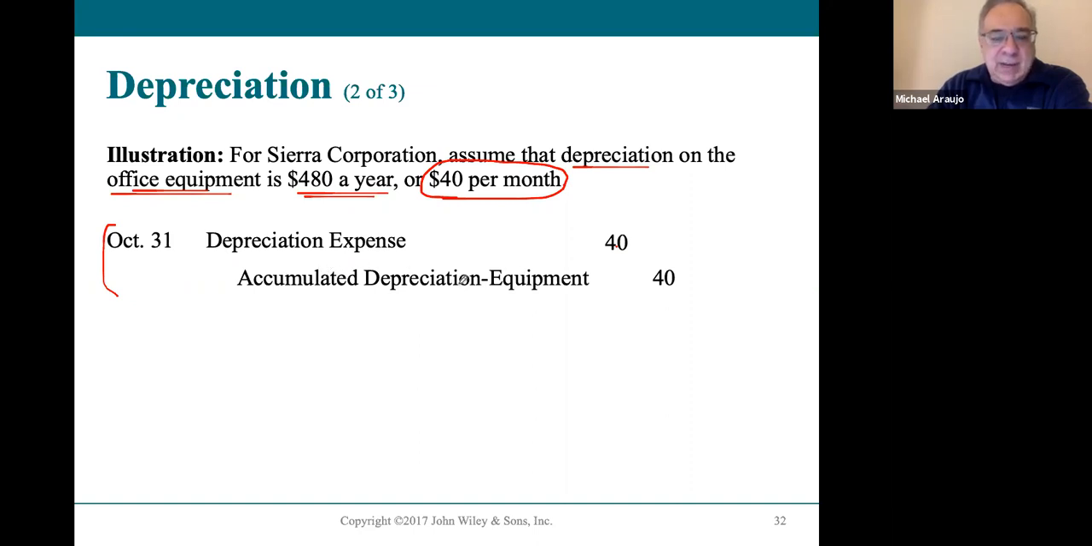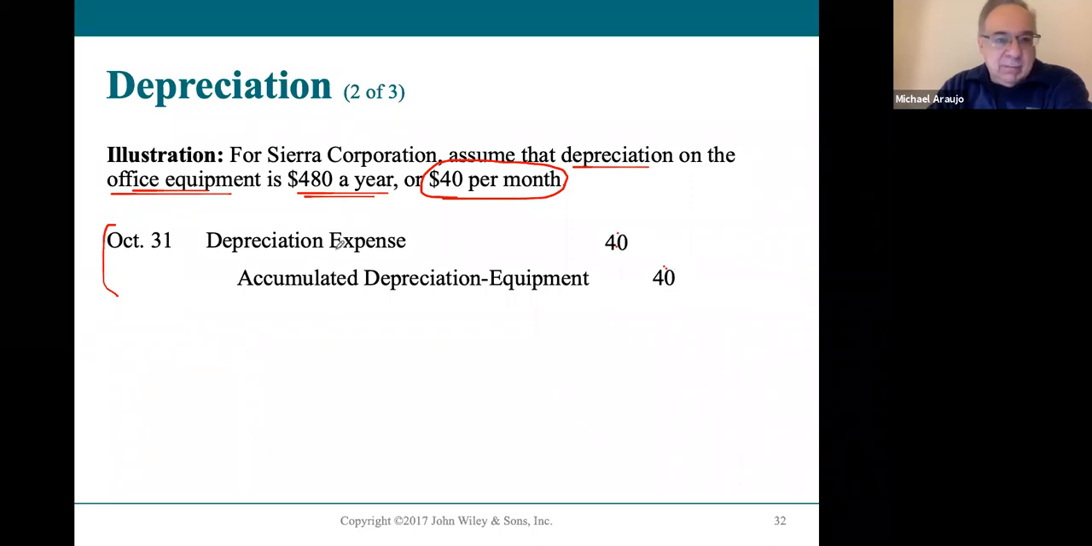This account, again, is a special account that belongs underneath the equipment account. And this is where the credit, the offsetting credit goes. That's different than what we saw in supplies. Supplies got the credit. That's different than what you saw in prepaid insurance. Prepaid insurance got the credit. Well, those are current assets. They are going to be used quickly.